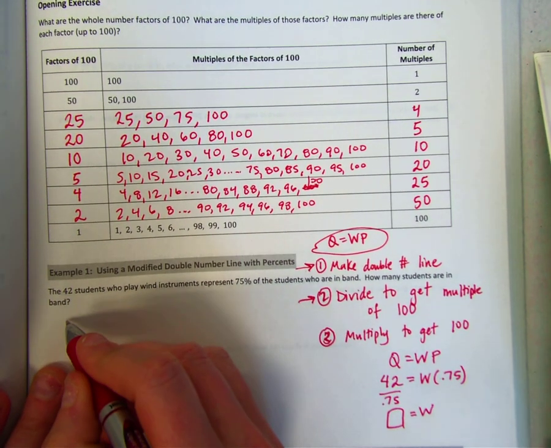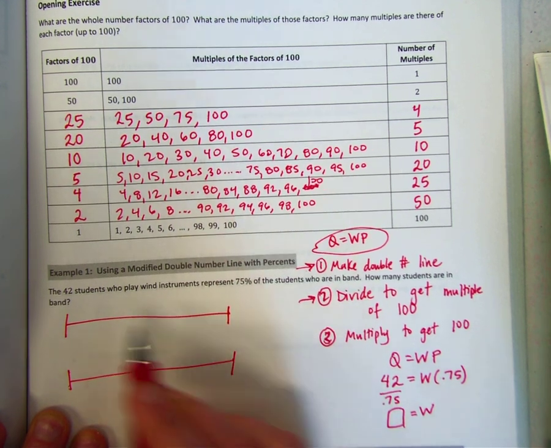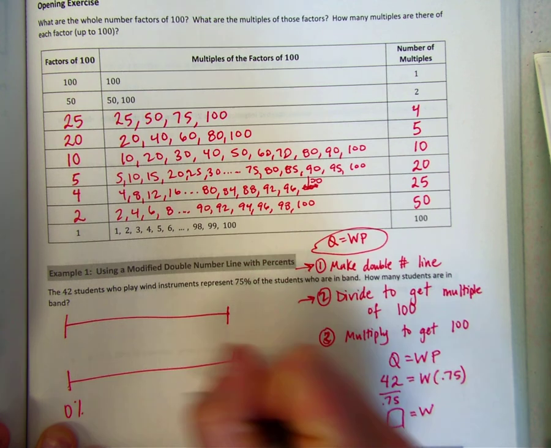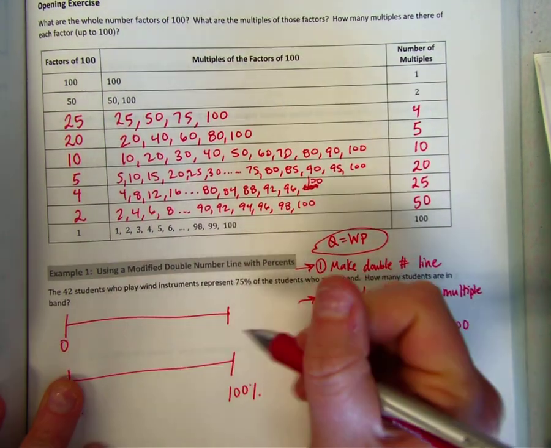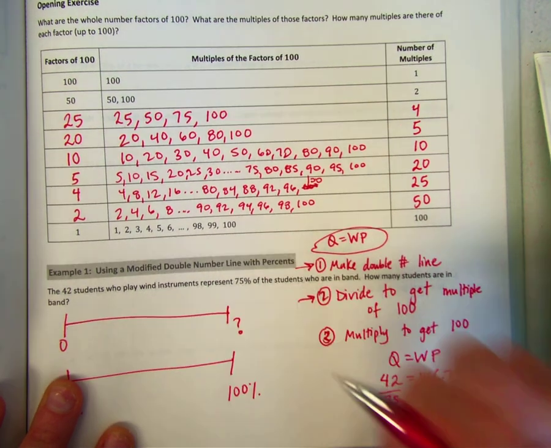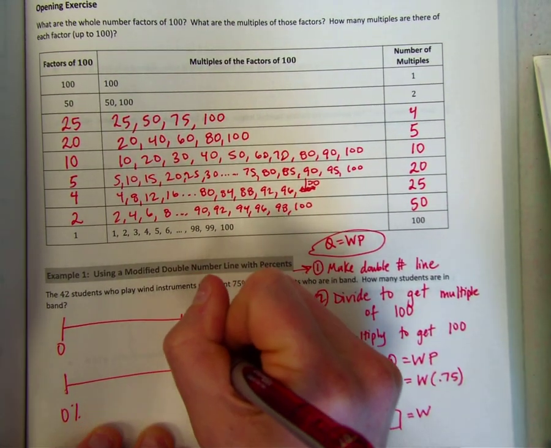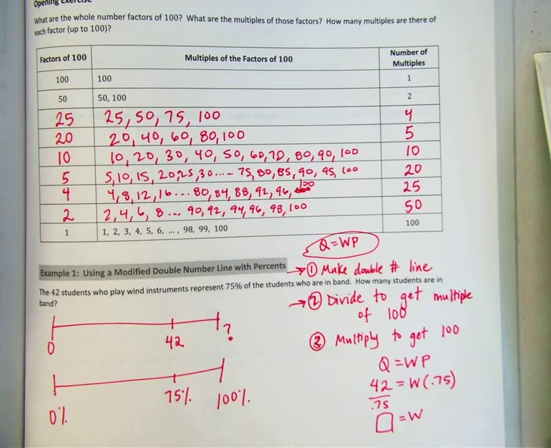First, we're going to start by making a double number line. And the first number line represents our students in band, and the second represents our percent. So we're going to have 0% and 100%, and then we have 0 students, the total number of students, and then 42. Now the 42 aligns with 75, right?